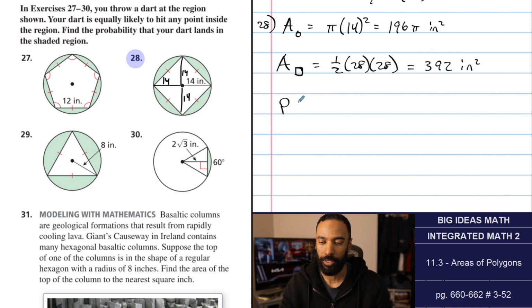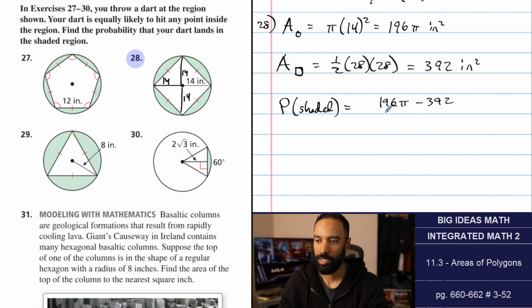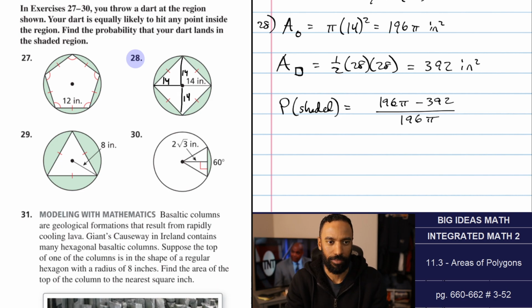So the probability of the shaded region, we're going to take the area of the circle minus the area of the square, and divide it by the area of the circle. Like that. No, those don't cancel. You have to divide it.